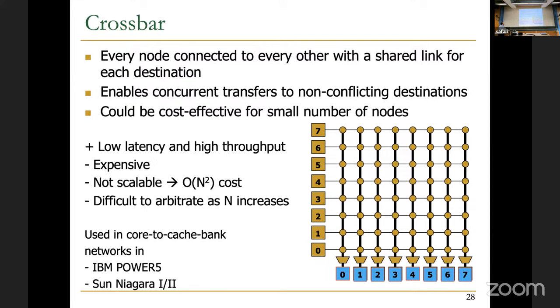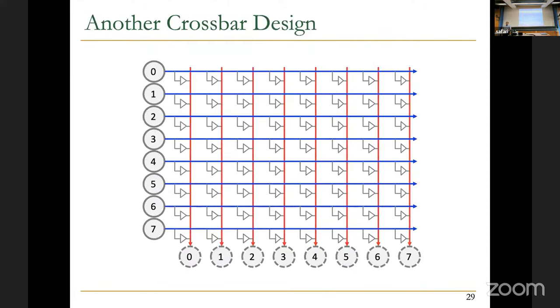But despite all these difficulties in crossbar, it actually has been used in core to cache bank networks, for example, in IBM Power 5 or in Sun Niagara 1 and 2. So this is another way of designing a crossbar. We have a tri-state buffer, and by controlling the enable signal of this buffer, you can decide which input should connect to the output.